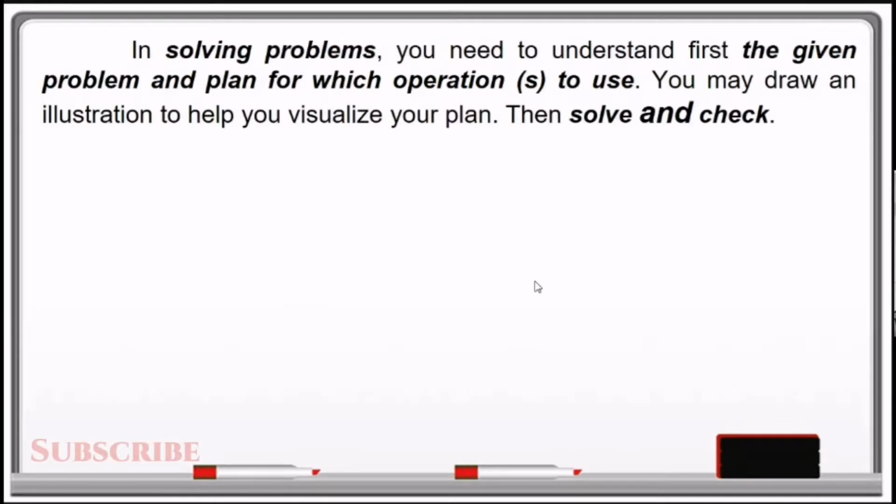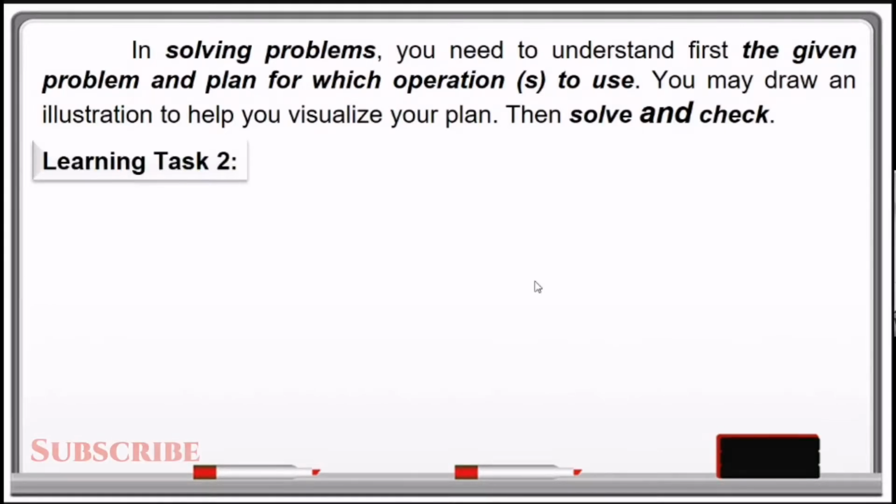Now, in solving problems, you need to understand first the given problem and plan which operation to use. You have already studied this in grade 4 and grade 5, and now in grade 6, it is just a follow-up on how to solve word problems in mathematics. You may draw an illustration to help you visualize your plan. And then, solve and check.